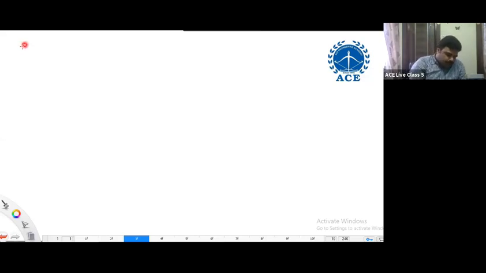Right. Now, another one. Find signed magnitude, 1's complement and 2's complement representations of minus 127 decimal using 8 bits.